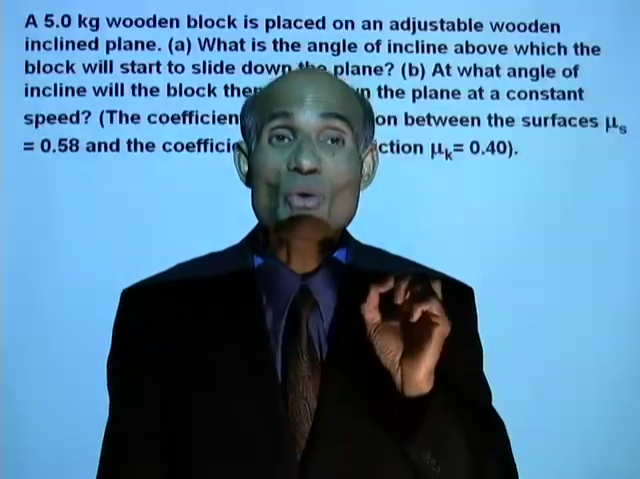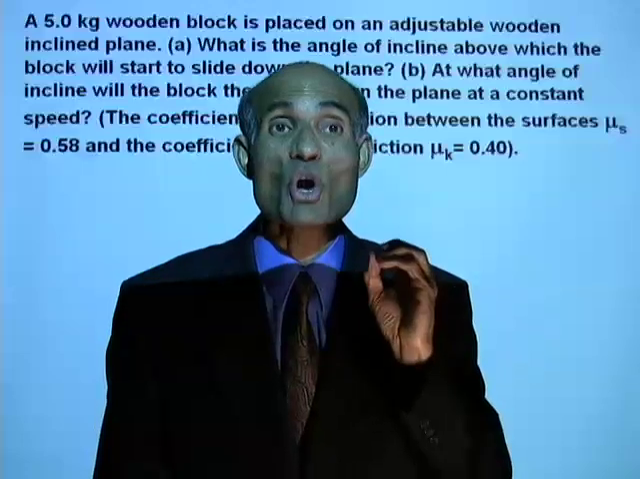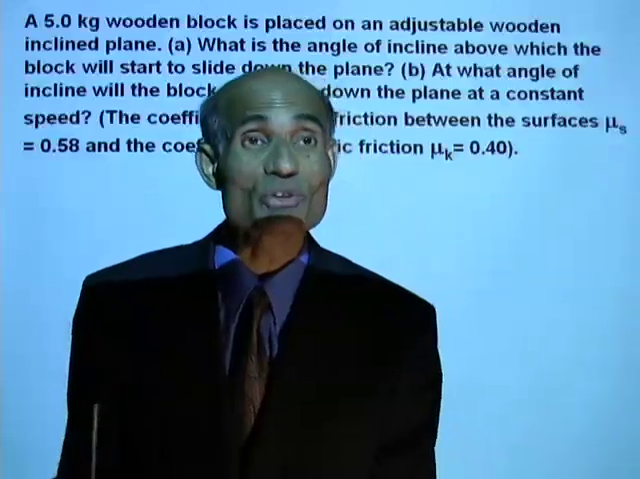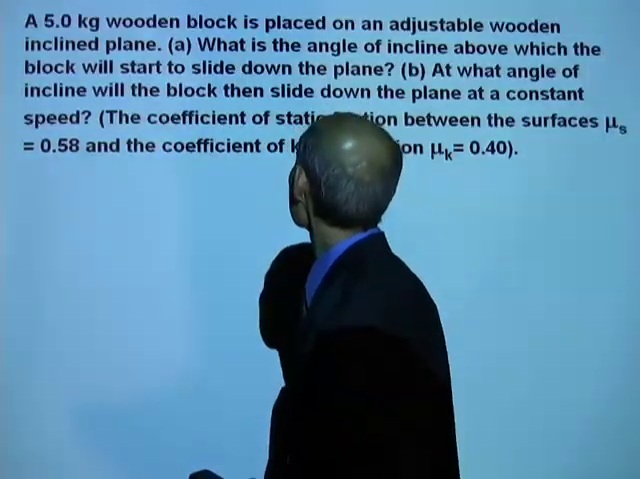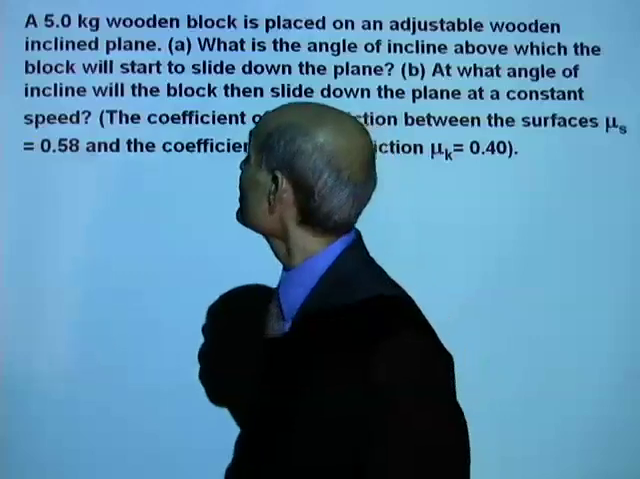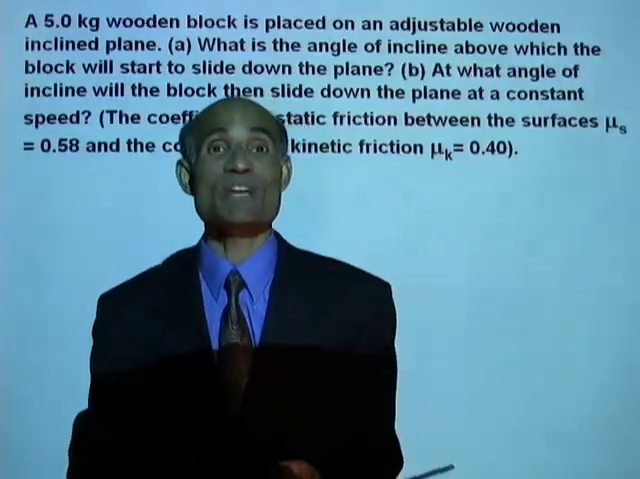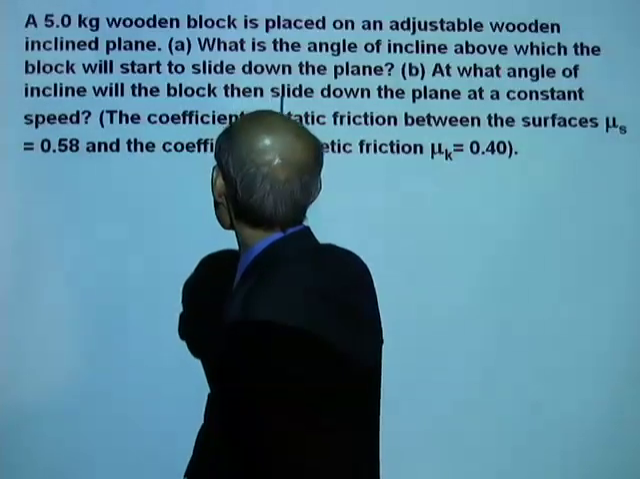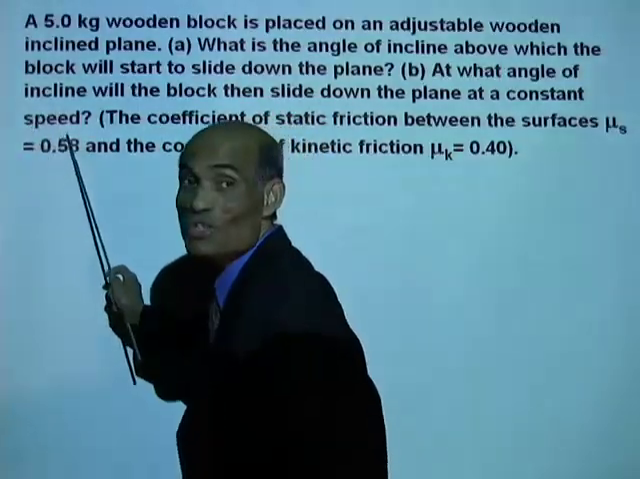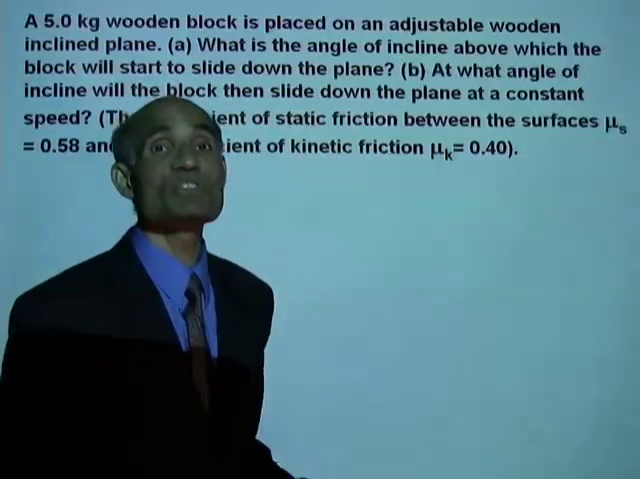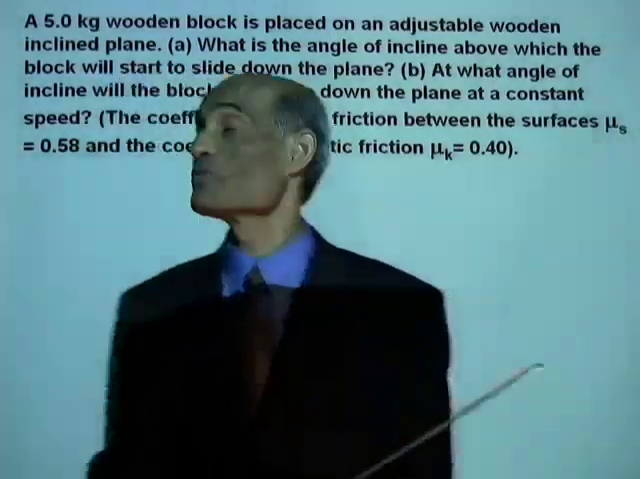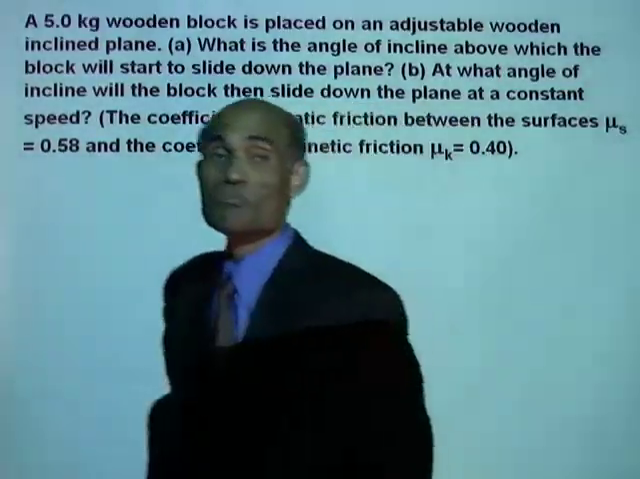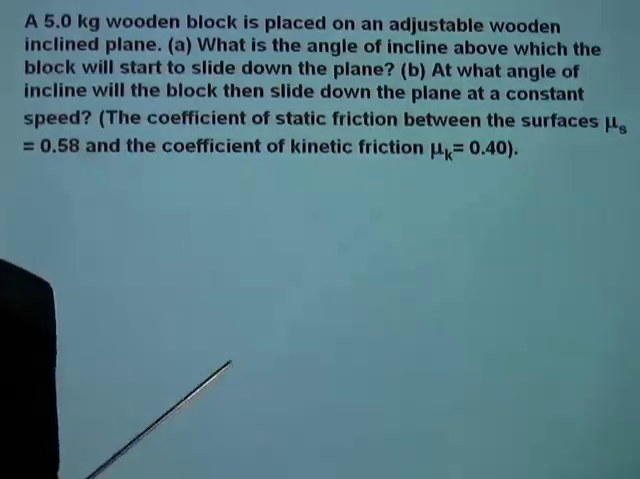Well, that angle, if you remember, is such that the coefficient of friction will be equal to tangent of the angle theta. So what is the angle of inclination above which the block will begin to slide down? At what angle of incline will the block then slide down the plane at a constant speed? Coefficient of static friction between the surfaces is 0.58 and the coefficient of kinetic friction mu k equal to 0.4.